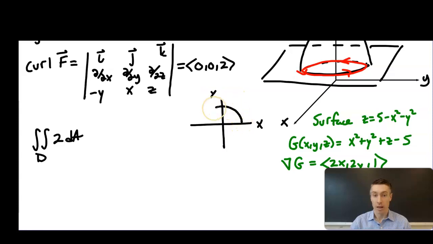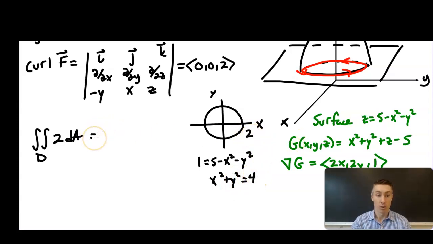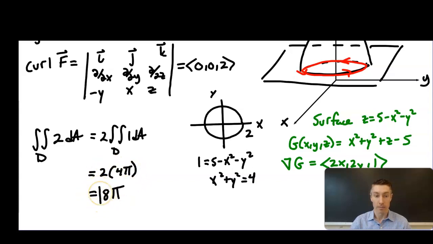So what that's going to look like, if we do 1 equals 5 minus x squared minus y squared, is x squared plus y squared equals 4. So circle of radius 2. So this is really nothing more than 2 times the area of that circle. So 2 times 4 pi, which is 8 pi.